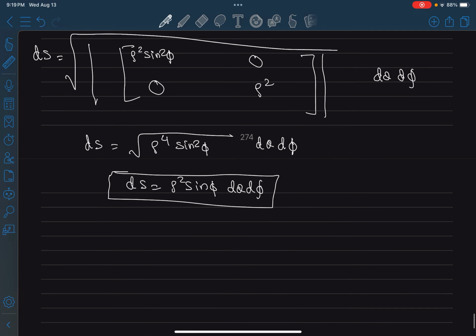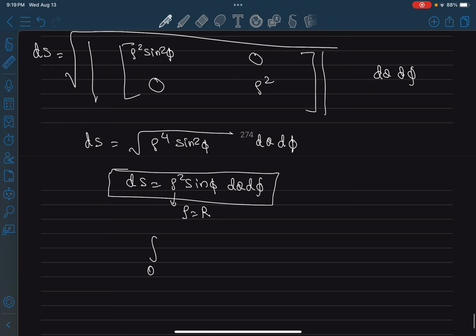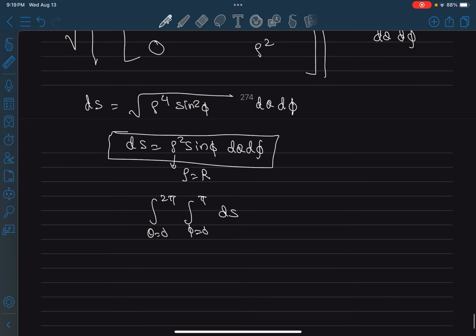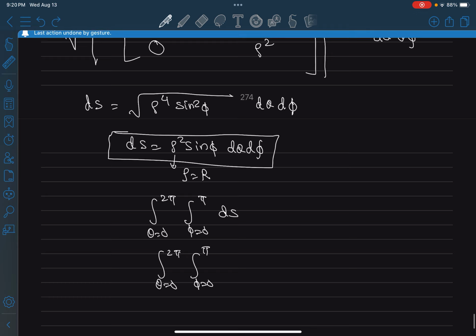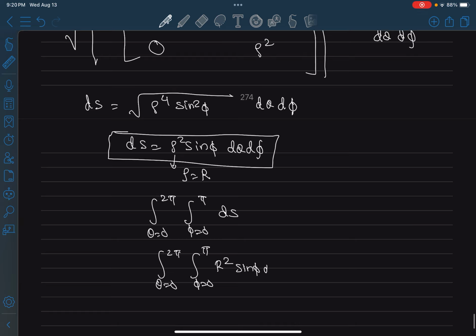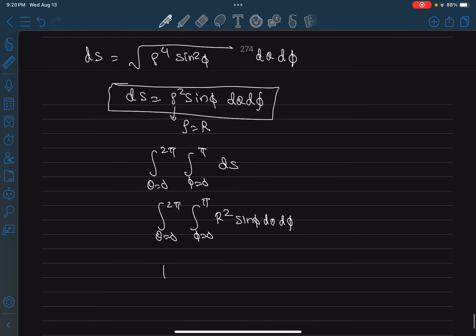Now this rho will just be fixed to be r, and all the theta and phi will be varying. So you will have theta going from 0 to 2 pi, phi going from 0 to pi of the surface area element. And this is just r square sine phi d theta d phi. For theta, it's 2 pi. For sine phi, it's minus cos pi plus cos 0, 1 plus 1, which is 2. So it's 4 pi r square, and we get the surface area of a sphere, guys.